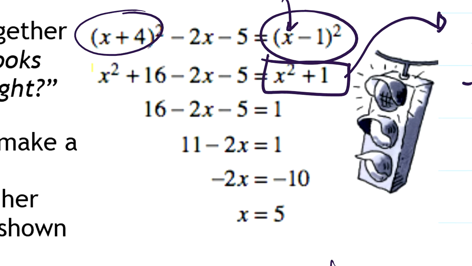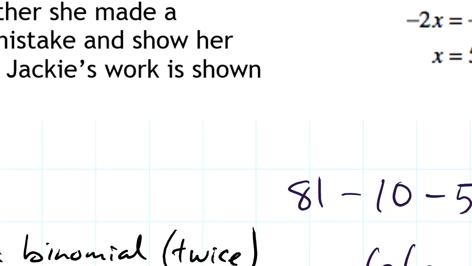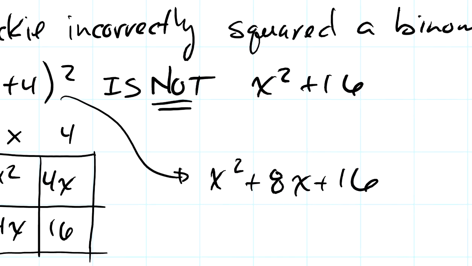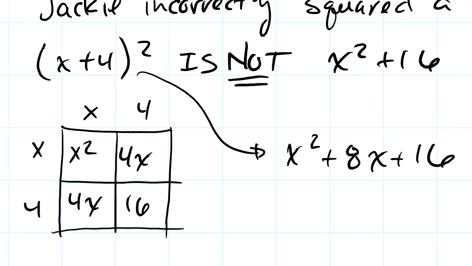The thing to remember is when you multiply x plus 4 times itself, that's a binomial times a binomial, and it's not just a matter of squaring each of those terms. You need to multiply it out completely. So if I look at the area model over here, this kind of makes it clear what's going on.